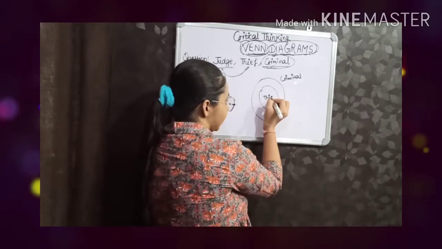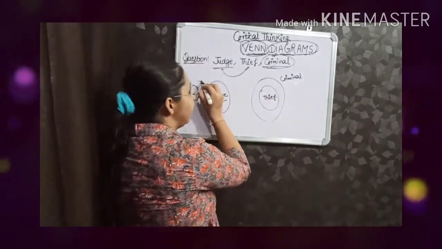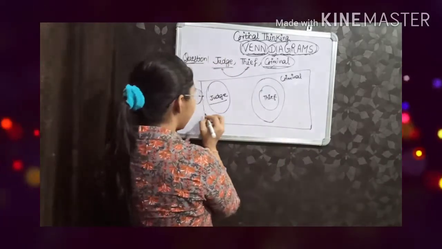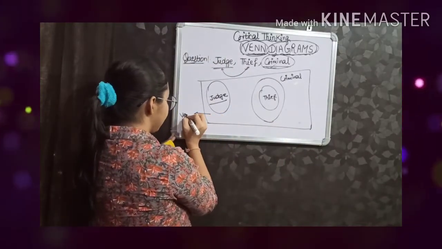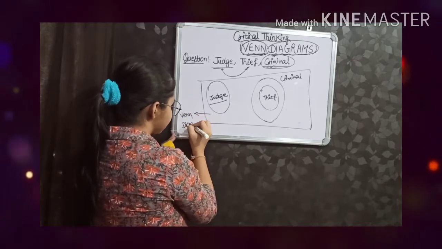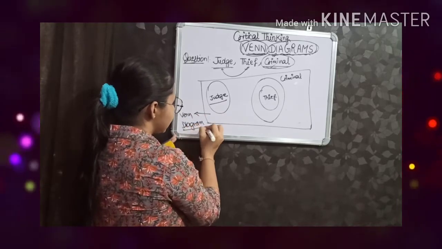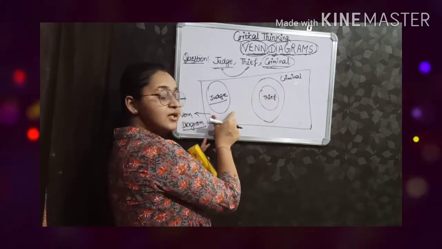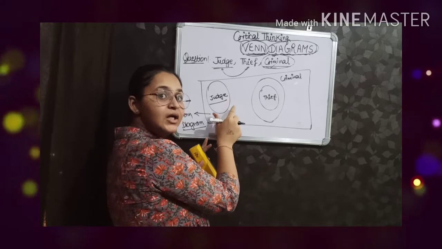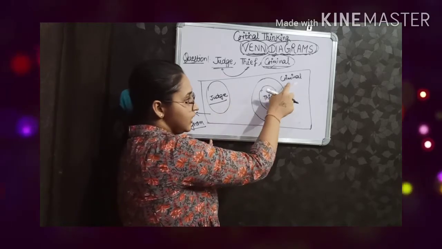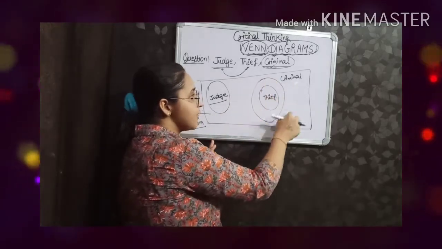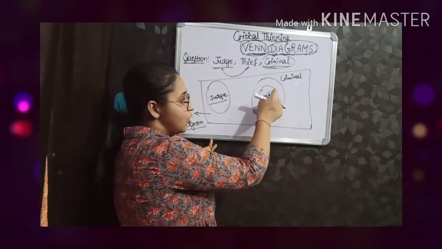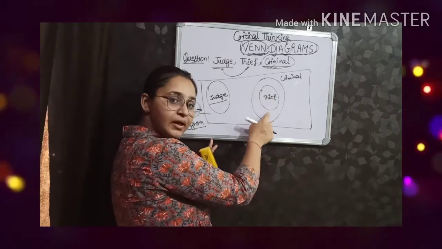Okay, so this complete diagram is known as the Venn diagram for the above relation. See, here judge is not related to thief as well as criminal. So I am making a different circle for judge. Now for thief and criminal, criminal is a bigger collection that includes thief as well. So I will make thief under criminal.